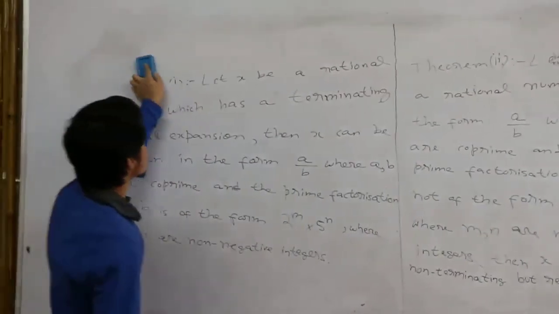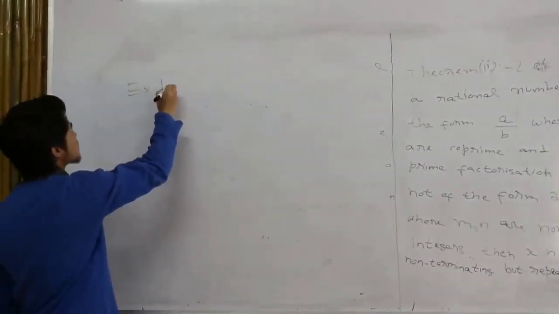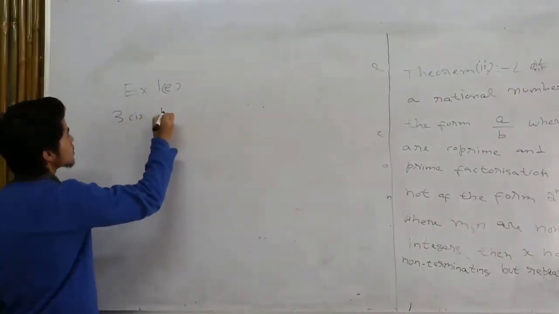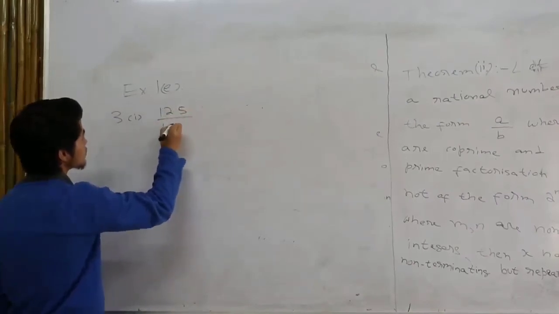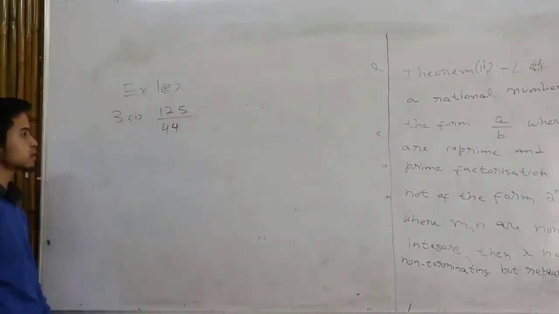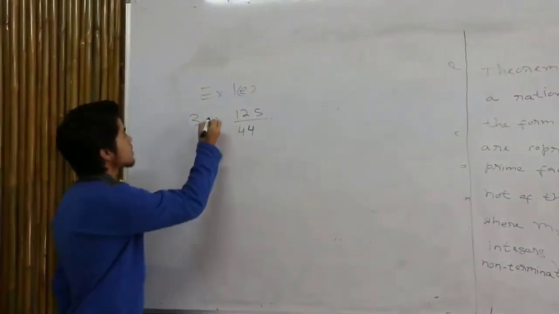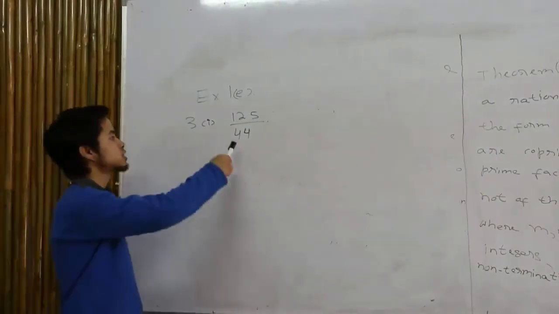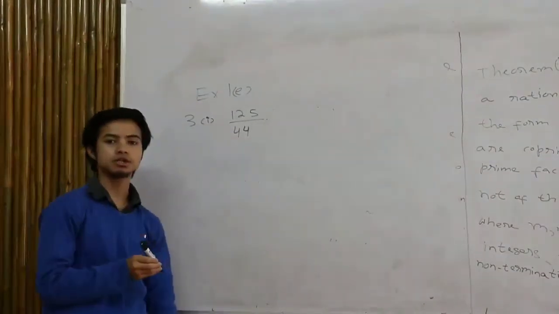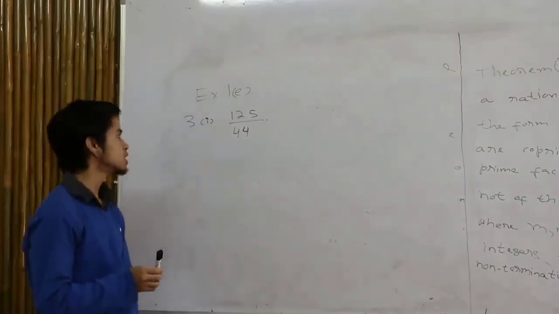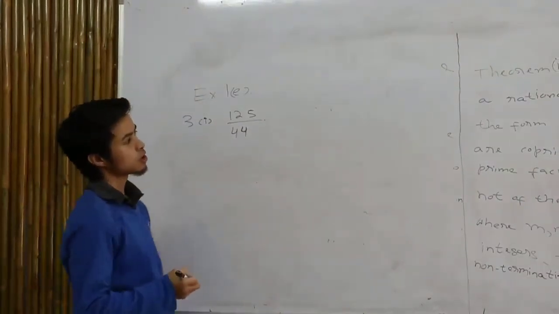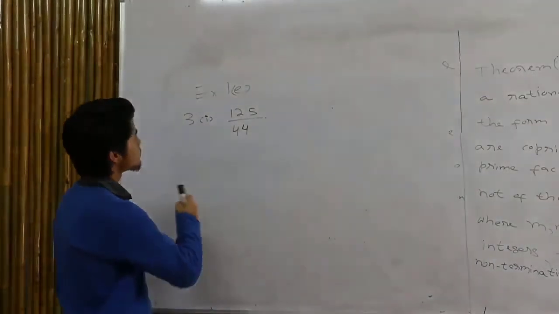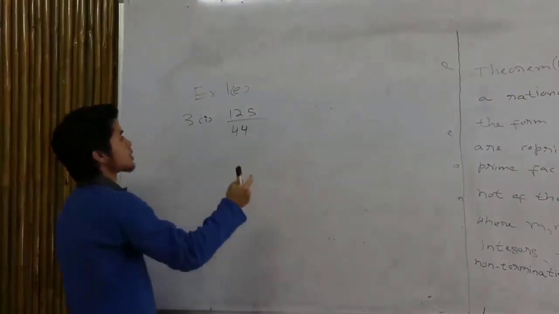So now let me solve exercise 1e, question number 3. Part 1 is given to be 125 by 44. The question says that without performing the long division method, we have to say whether this rational number has a terminating decimal expansion or non-terminating but repeating decimal expansion. Alright. So first of all, we have to use those two theorems which we have done.